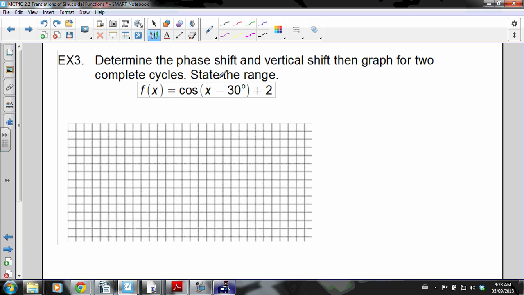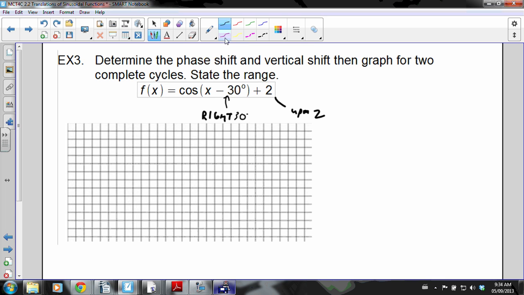Determine the phase shift and vertical shift, then graph for 2 complete cycles. Vertical shift, I called it a displacement. Vertical shift, that's fine. Phase shift is the left and right one, so I can see there I'm going left. Is it left? No, I've goofed that up, haven't I? It's opposite, you'd think. You think minus would be left, but it ain't, is it? It's right. It's the opposite. And this is up 2.